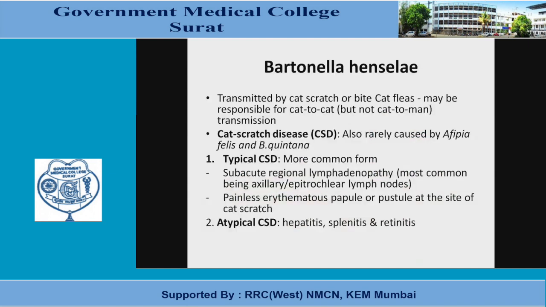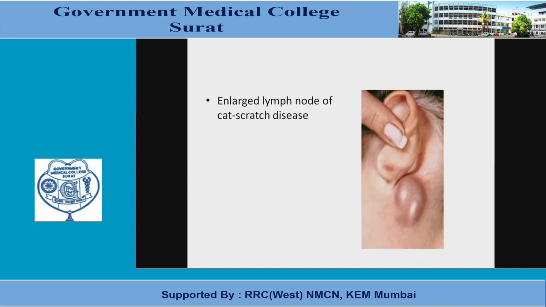Bartonella henselae is transmitted by the cat scratch or bite of the cat flea. It is also caused by Ctenocephalides felis and Bartonella quintana. The more common form is typical cat scratch disease, with subacute regional lymphadenopathy and a painless erythematous papule or pustule at the site of the cat scratch. In atypical cat scratch disease, hepatitis, splenitis, and retinitis are seen. This is the enlarged lymph node of cat scratch disease.